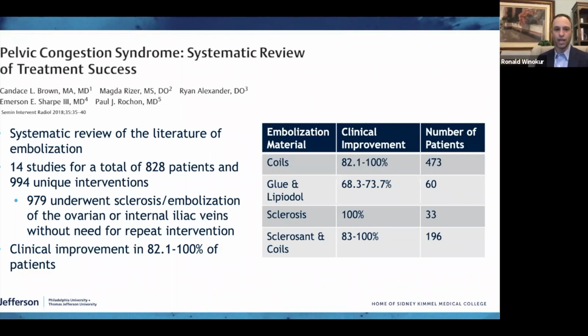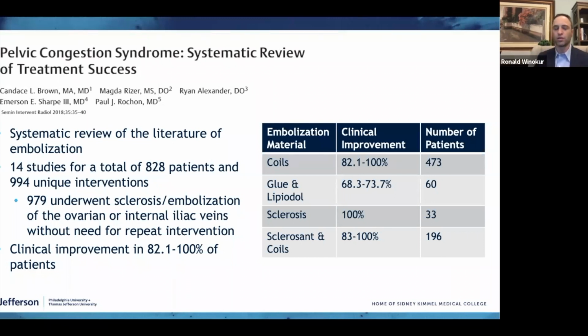This one from 2018 looked at almost 1,000 patients and looked at outcomes of different treatment algorithms for pelvic congestion or pelvic venous disorders. You could treat with coils, you could treat with glue and Lipiodol, or sclerosing and coils. You can see sclerosing plus coils or coils alone were the two most common in all of these cohort studies that were reviewed as part of the systematic review, and they all basically indicate a great outcome.